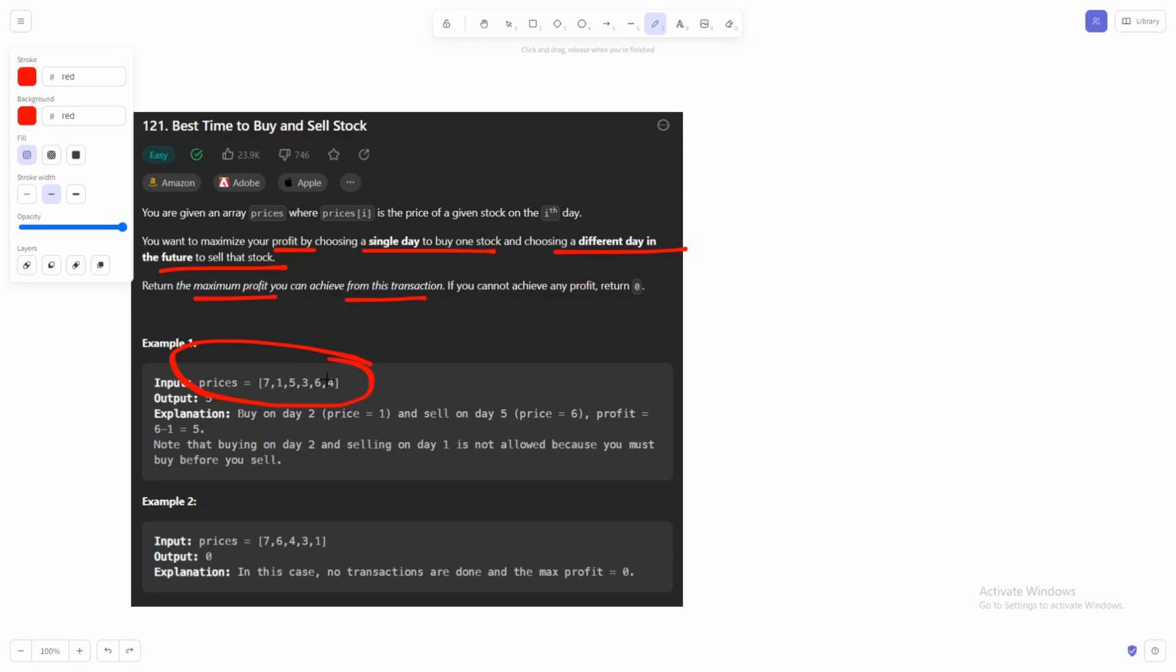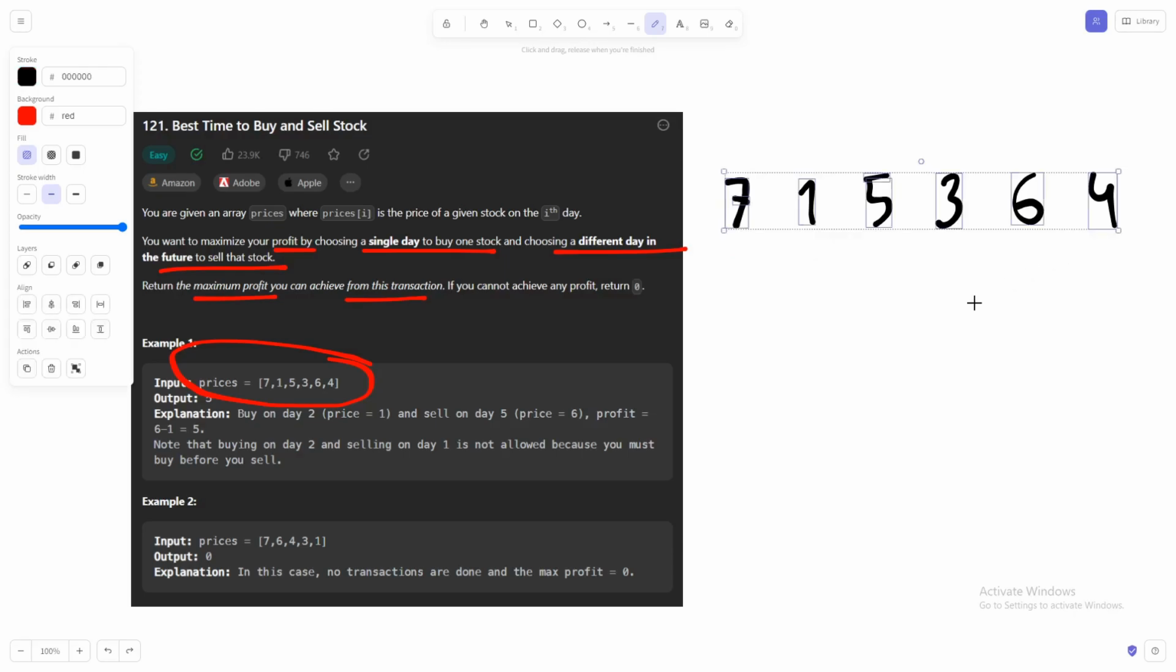Now this array represents the daily stock price for a particular share. So let me quickly write it here as well. In this case, on day 1, the price of the stock is $7. On day 2, it's $1 and so on. So to solve this problem, we need to find the best day when we can buy a stock and the best day when we can sell the stock.